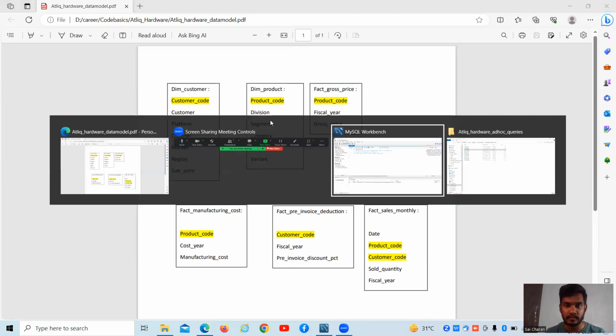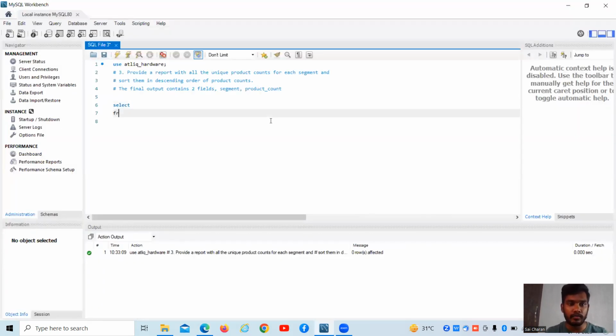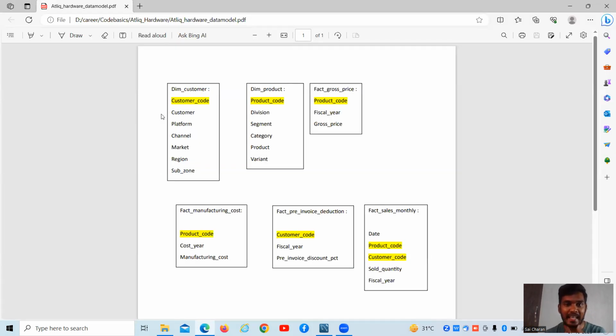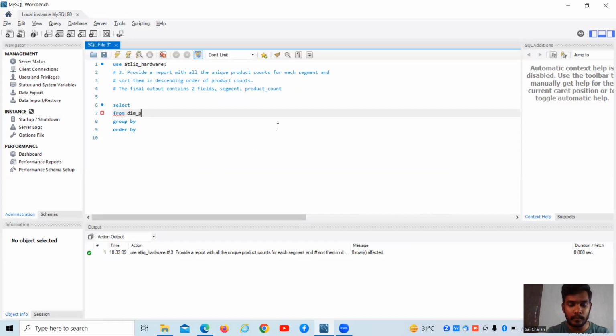So let us solve this. Select as usual from. As they are asking for a segment, that directly means grouping, so group by. Then they have asked to order it, so order by. These are all the clauses required for us. From which table are we supposed to extract? In the DIM product table, there is product code as well as segment. These are all the requirements for us, so we can use this table, DIM product.